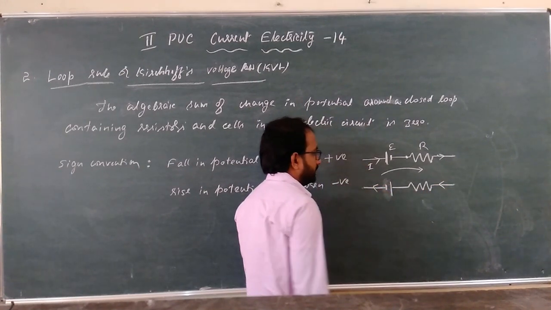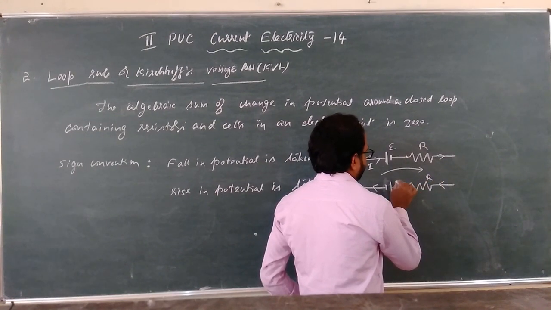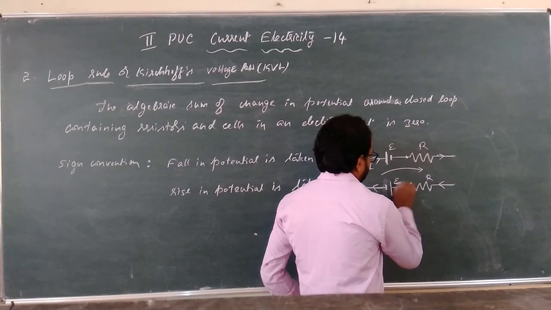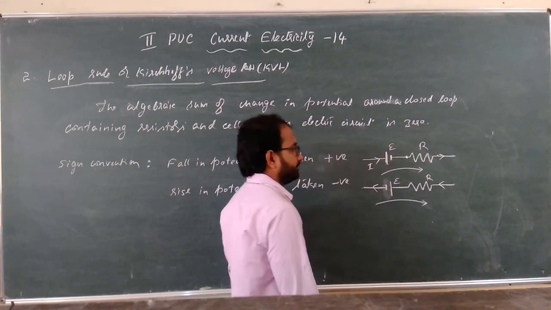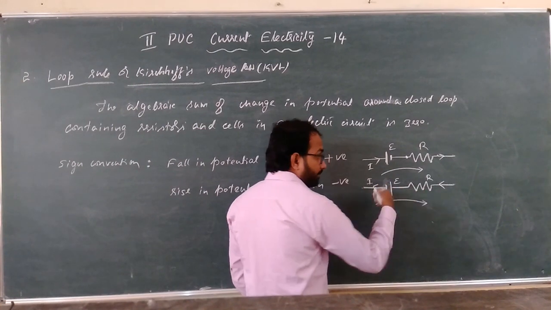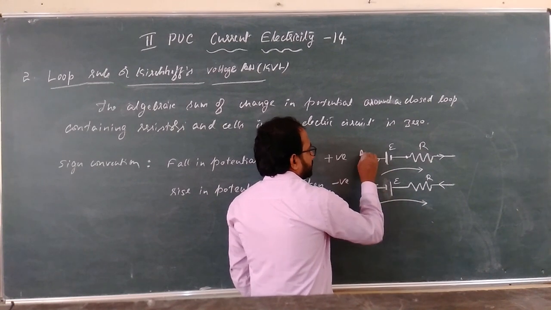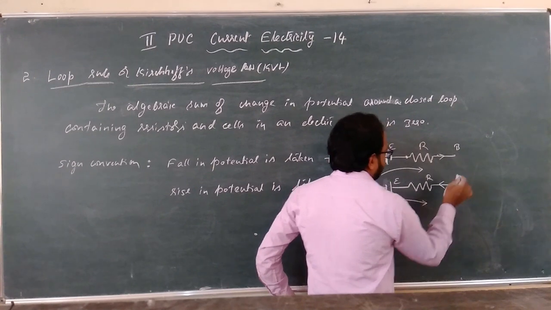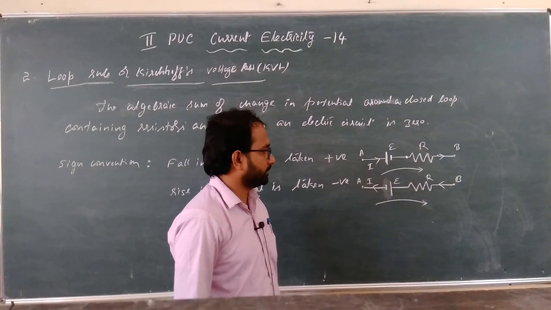See, this is the direction of current. This is EMF. This is a part of electrical circuit. This is the direction of traverse. Here current is flowing like this. Say this point is A, this point is B. Current in this particular case is flowing from B to A.